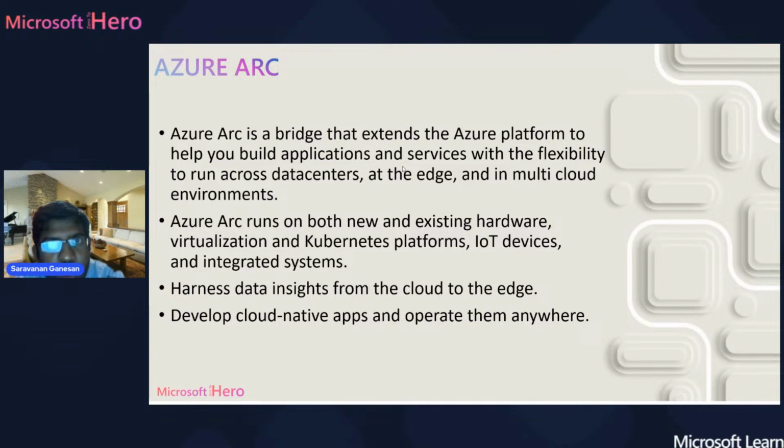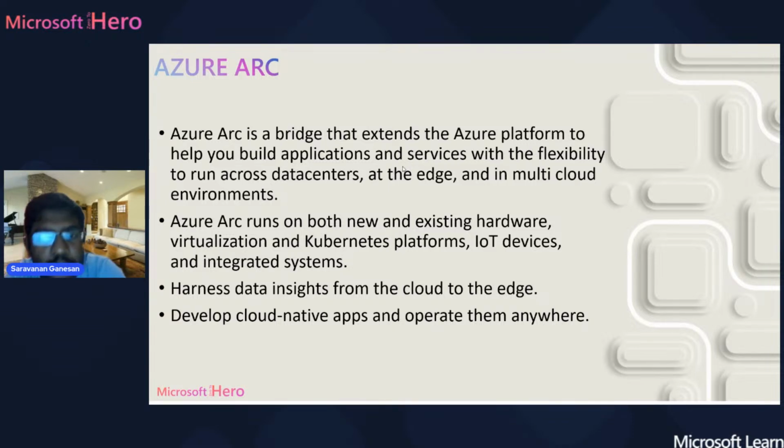We can leverage the Azure platform to run Kubernetes pods in many types of environments, like AWS and GCP, and it can also leverage data centers from other multi-cloud environments, and from a niche point of view as well. Azure Arc can run on any new and existing hardware, virtualization, and Kubernetes platform, and it is also capable of running on IoT devices and integrated systems. It also has the power to harness and get data insights from the cloud to the edge.